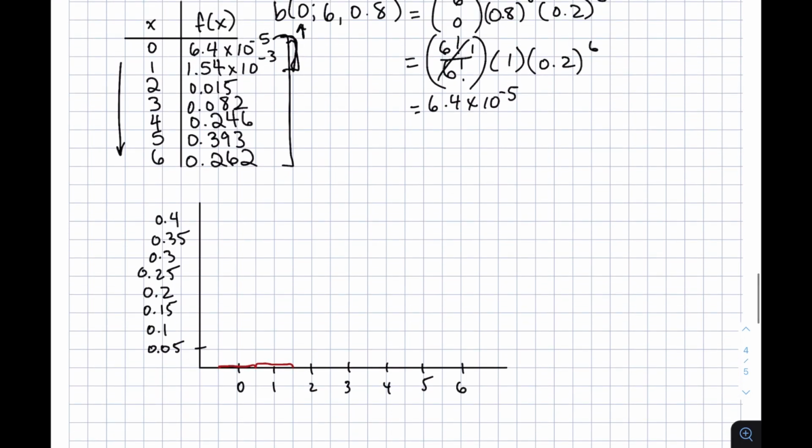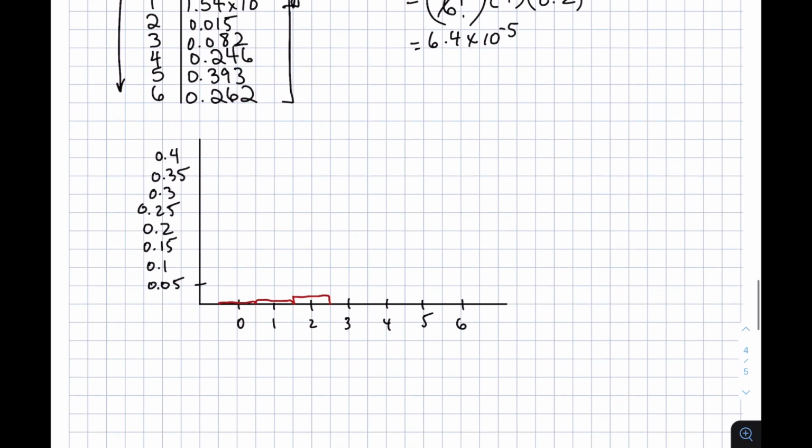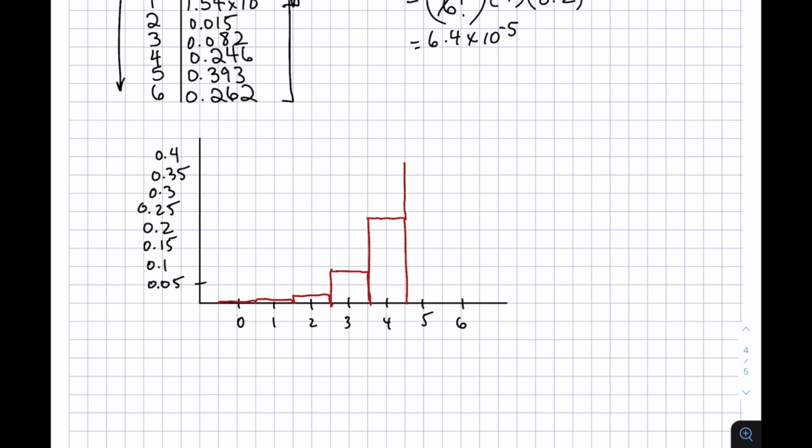And then number 2 is 0.015, which is around here. Number 3 is 0.082, which is right there. Number 4 is 0.246, so it's over here. Number 5 is 0.393, that's all the way up here. And number 6 is 0.262.